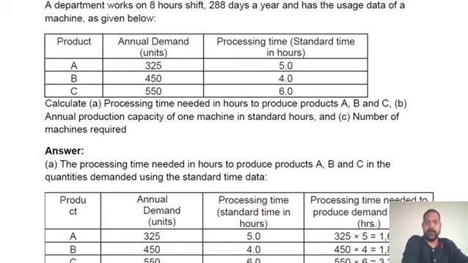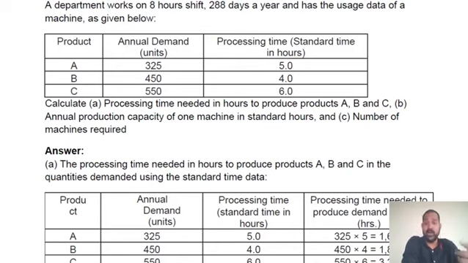Yes. The department works 8-hour shift 288 days. See, they've changed the standard here. 8 hours a day, but not 250 days a year. They are working 288 days. That's okay. And the usage data of the machine is given below. You are making 3 products X, Y, Z. Annual demand and processing time in standard. What are they saying? Calculate the processing time needed in hours for product A, B and C.